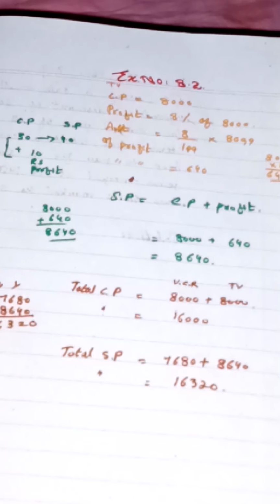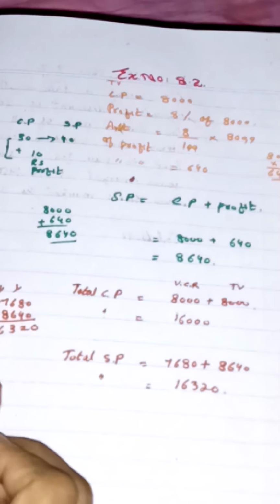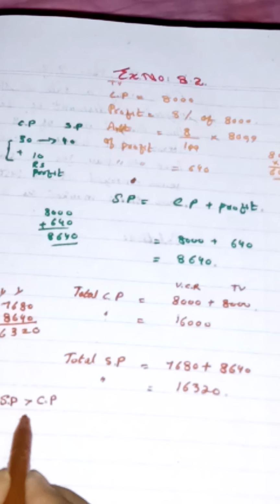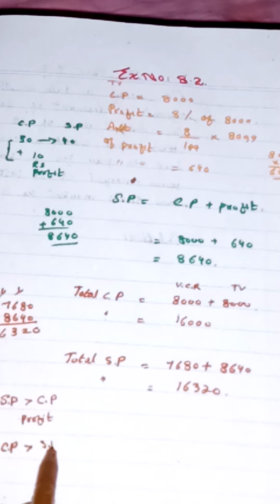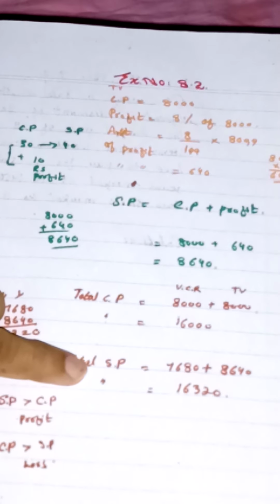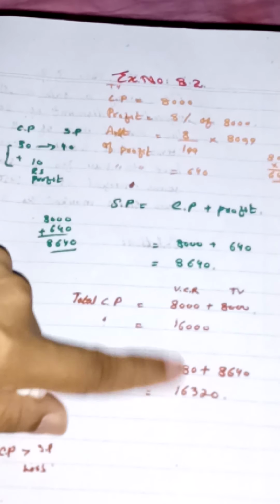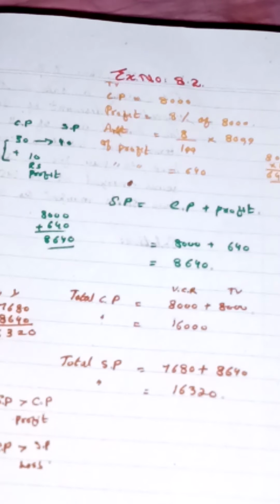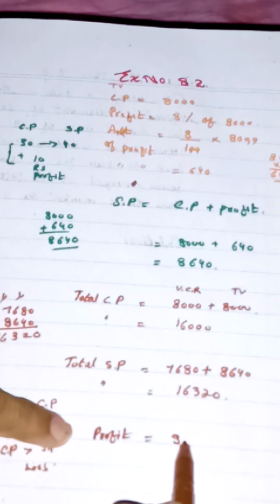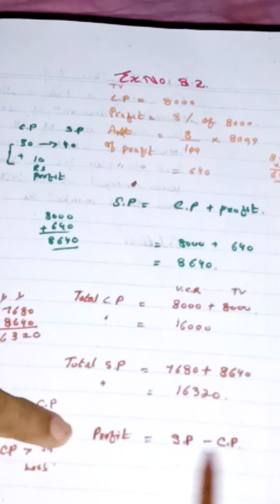So students, if selling price is greater than cost price, then find the profit, and if cost price is greater than selling price, then find the loss. Okay, so let's see. Selling price is greater than cost price, it means we find the profit.